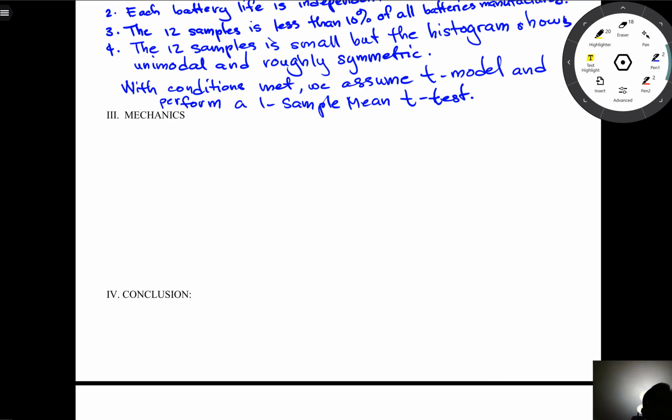Okay, part 2 of worksheet 1, hypothesis test for the mean. We are now doing the mechanics. So shape, center, spread. Going to draw the shape.